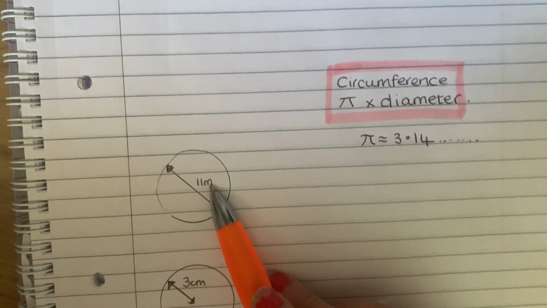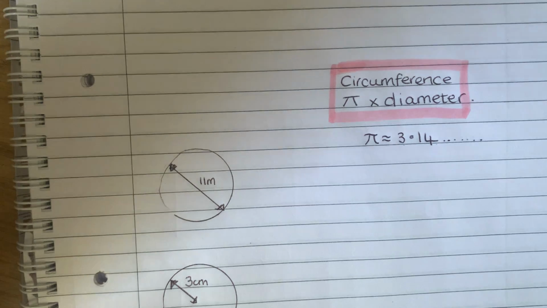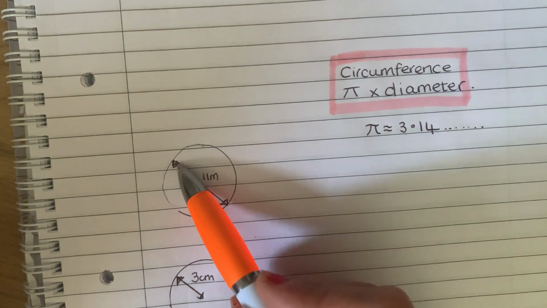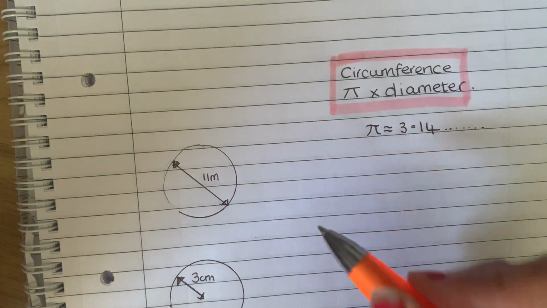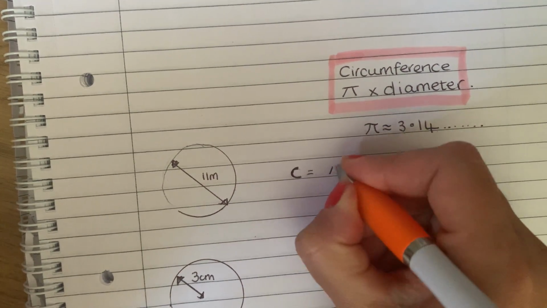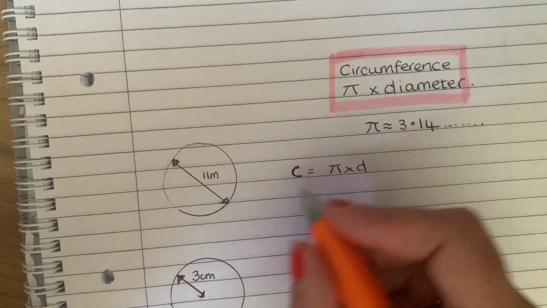Okay, now we're going to have a look at 3 examples together. So it should only take a few minutes or so. So here, we've got the diameter. We're told the diameter is 11 meters. So we want to find the circumference. So to do these questions, you do circumference is pi times diameter. We're going to write that down every time.